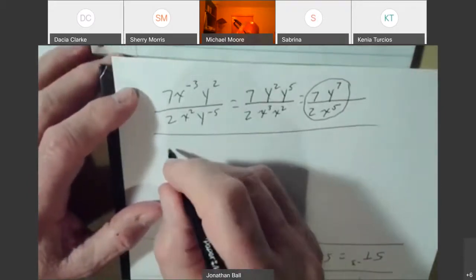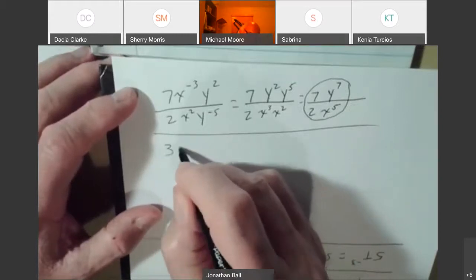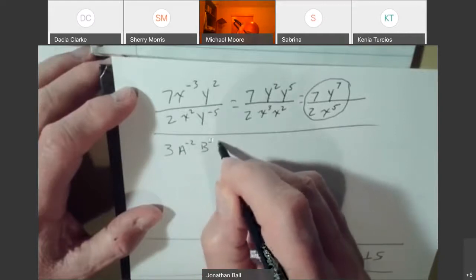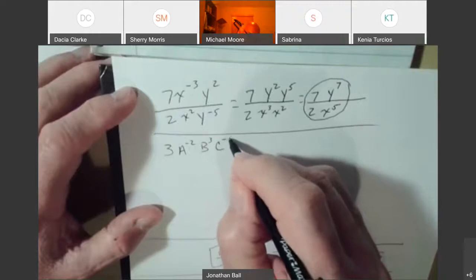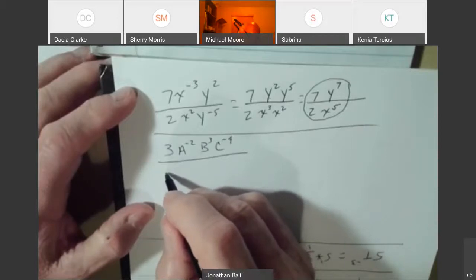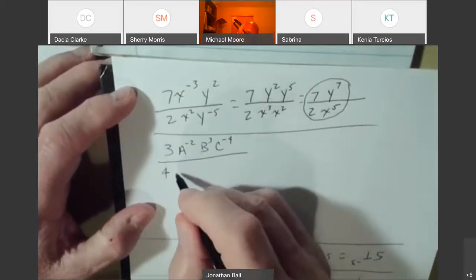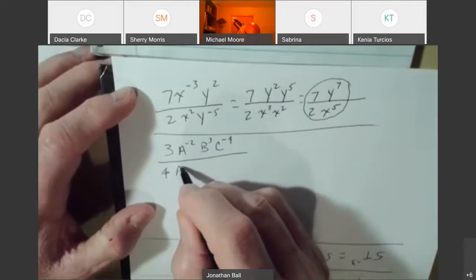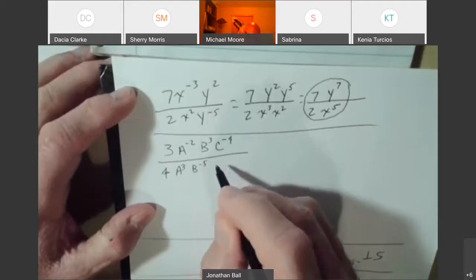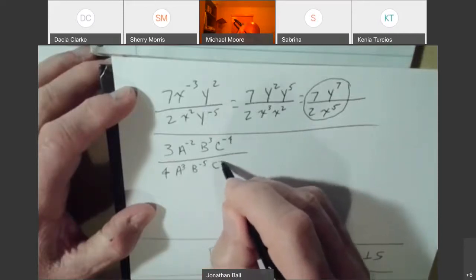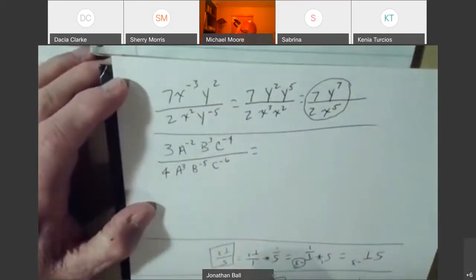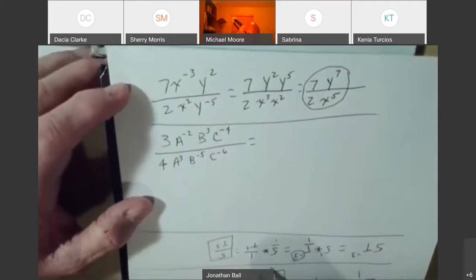So if we have 3a to the minus 2, b to the third, c to the minus 4 over 4a cubed, b to the minus 5, c to the minus 6. Well, like I said, these don't get any more difficult as you go, they just get longer.